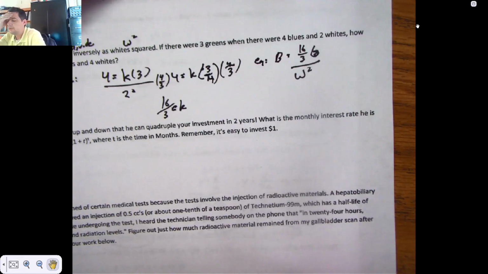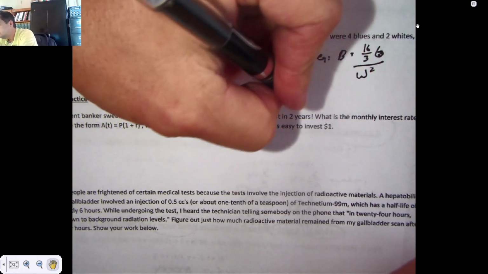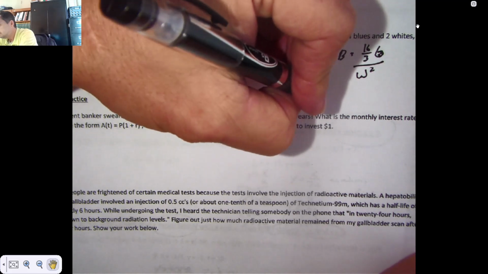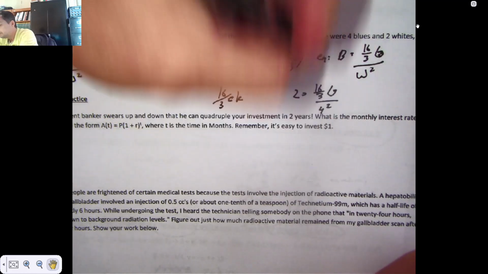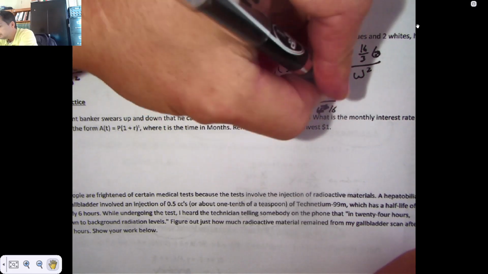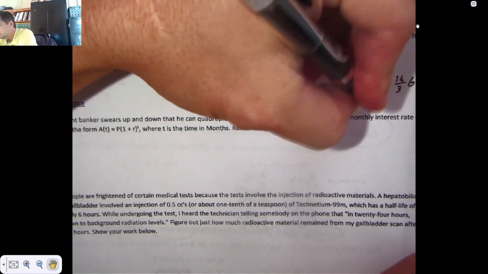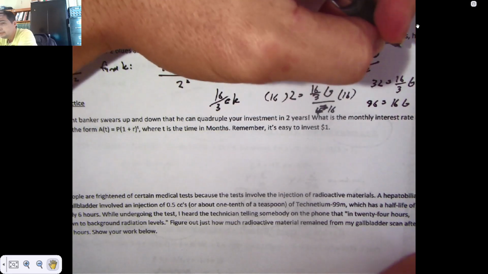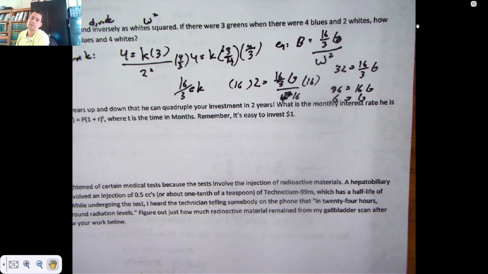So how many greens were present for 2 blues and 4 whites? So blue is 2, white is 4. 2 equals 16/3, we don't know the greens, over 4 squared. That's going to be a 16, so I'm going to multiply both sides by 16. 32 is 16/3 of the greens. I'm going to triple. 96 is 16 greens. I'm going to divide by 16. And I'm going to get that the greens are 6, because 6 times 16 is 96. I understood the assignment in 4th grade. I learned how to multiply.